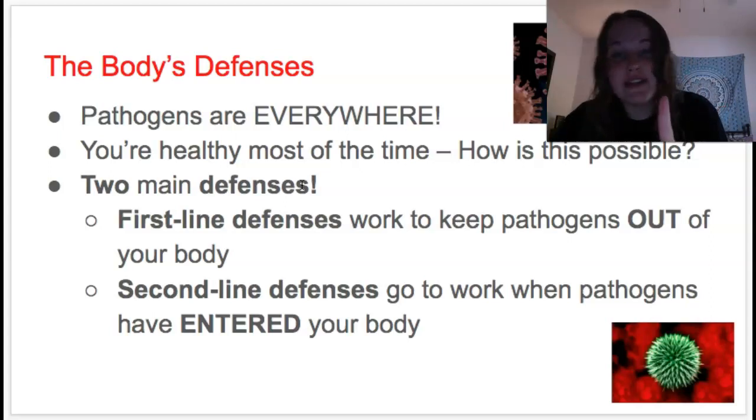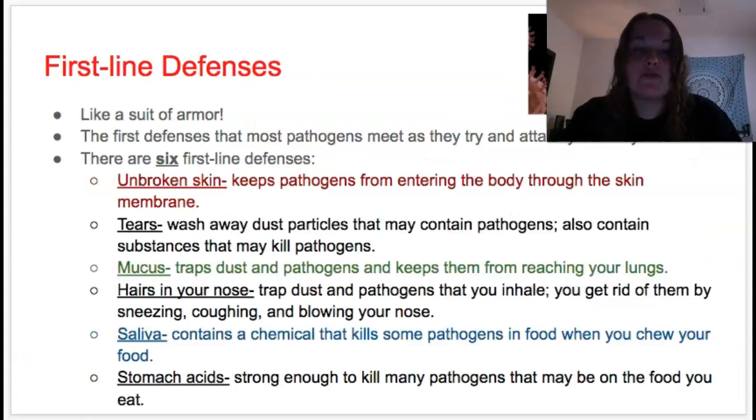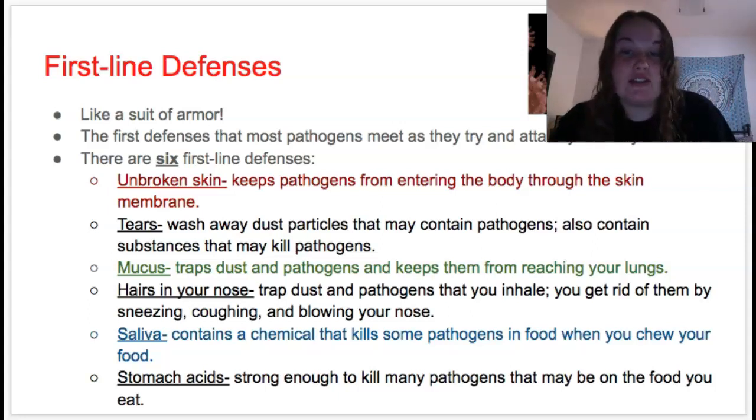The first line defenses work to keep pathogens out of your body. And then your second line defenses go to work when pathogens have actually entered your body. So, our first line defenses, they're like a suit of armor, right? Think about the knights of old. They get the chain link, it's covered head to toe. And then again, first line defenses, suit of armor. They are the defenses that will meet your pathogens as they try to attack your body.